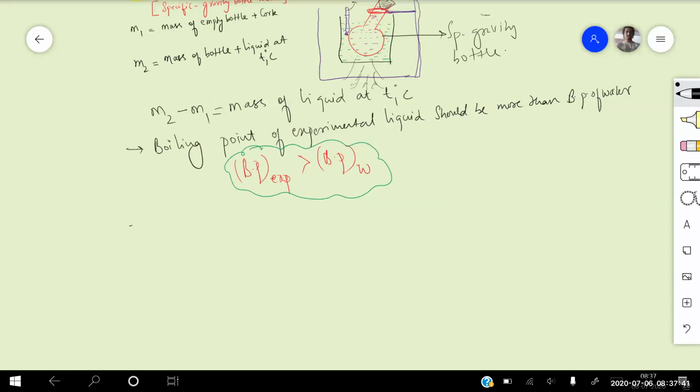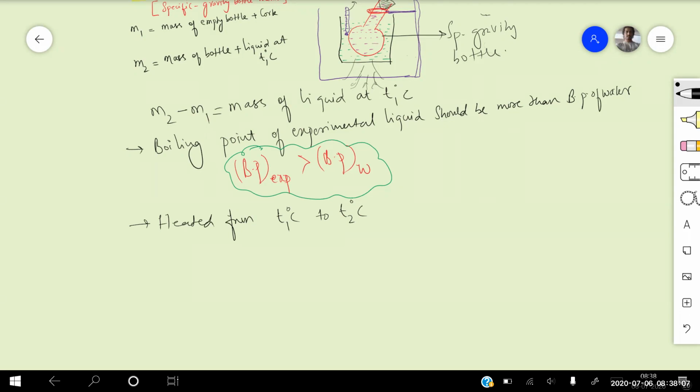So the next point in this one: right now, the water we are heating from T1 degree centigrade to T2 degree centigrade. Initially it was at what temperature? T1. You are heating to a new temperature, T2 degree centigrade, and then cooled back to T1. So what happened for the given condition?